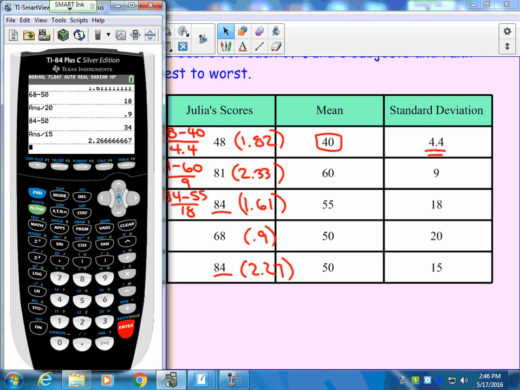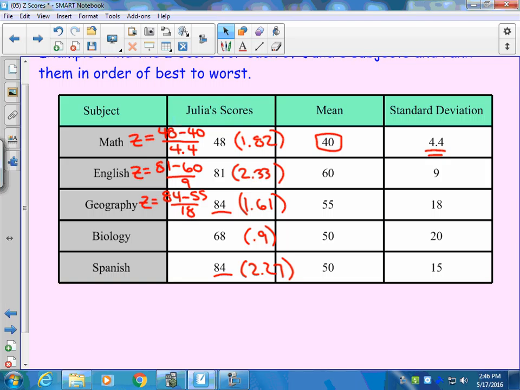So now if we want to rank how Julia did, her best class right now is English. She's performing 2.33 standard deviations above the average student. Then Spanish is next, followed by math, then geography, and then we wrap up with biology in order from best to worst. Okay, so that's our lesson for today. Finding the z-score for individual values and using the z-score and our normal CDF function to find the probability of being in specific ranges.